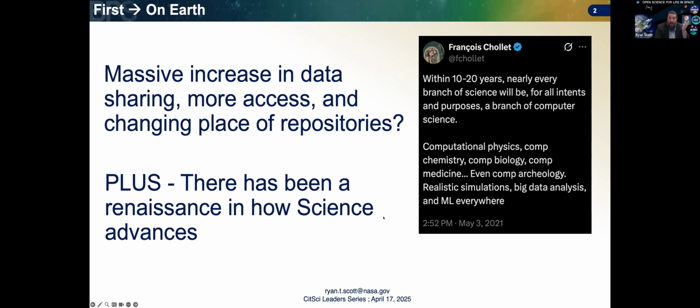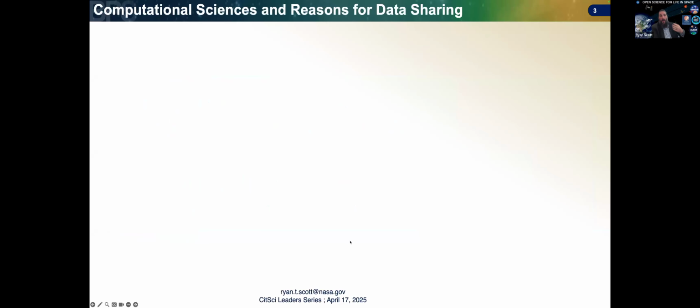And there's just been a renaissance. This is a tweet that will always stay in my brain, seared. Francois Chollet was at Google. He invented Keras, which is a deep learning library. And he said within 10 to 20 years, nearly every branch of science will be, for all intents and purposes, a branch of computer sciences, right? Computational physics, computational biology, computational archaeology, realistic simulations, ML everywhere. And I think about that tweet so much from 2021.